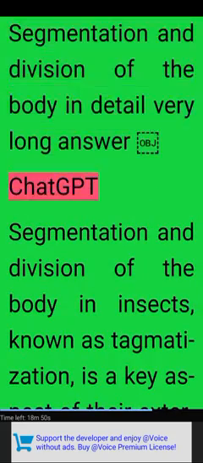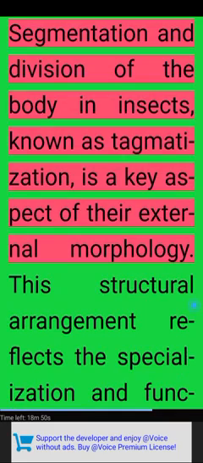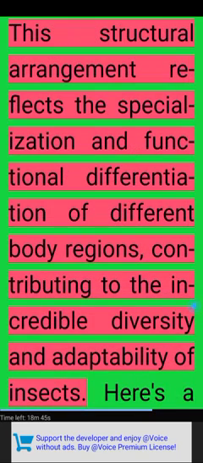Segmentation and division of the body in insects, known as tagmatization, is a key aspect of their external morphology. This structural arrangement reflects the specialization and functional differentiation of different body regions, contributing to the incredible diversity and adaptability of insects.